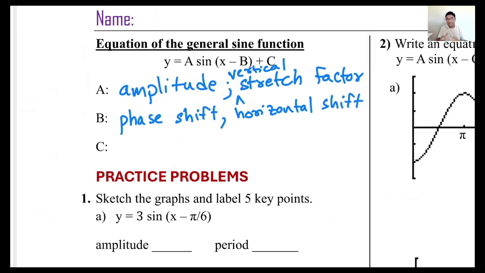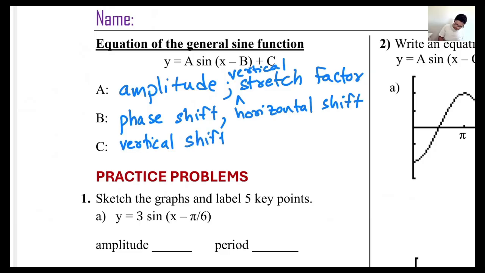In ordinary graphing, we call it horizontal shift. In trigonometry, we call it phase shift because it is related to the angle. We're shifting the starting value of the angle, and that is called phase. Okay, so phase shift is on x. And finally, the C is your vertical shift.